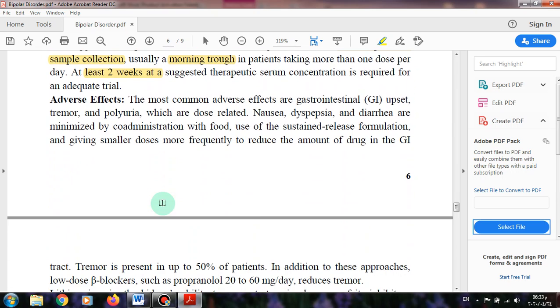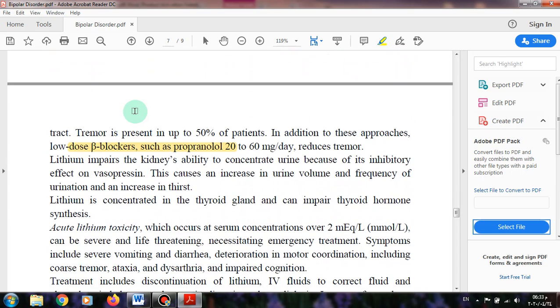The most common adverse effect associated with lithium is gastrointestinal upset, nausea, dyspepsia, and diarrhea, which can be minimized by co-administration with food, the use of a sustained release formulation, or giving smaller doses more frequently to reduce the amount of drug in the GIT. Also, tremor can be minimized by administration of a low-dose beta blocker, propranolol. Another adverse effect is polyuria, because lithium impairs the kidney's ability to concentrate urine because of its inhibitory effect on vasopressin, or antidiuretic hormone.